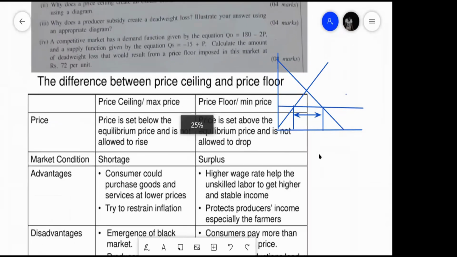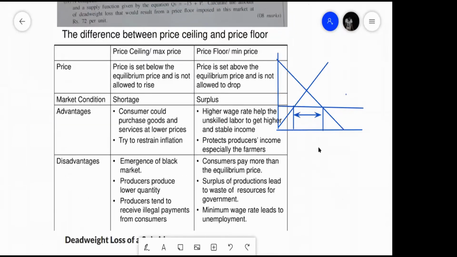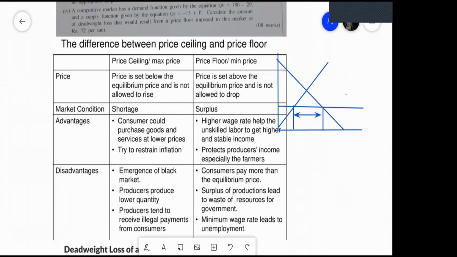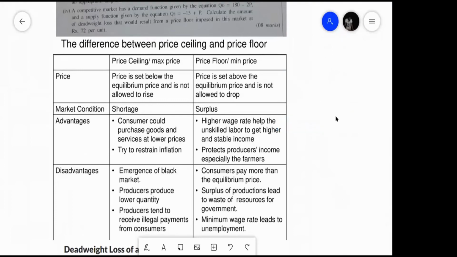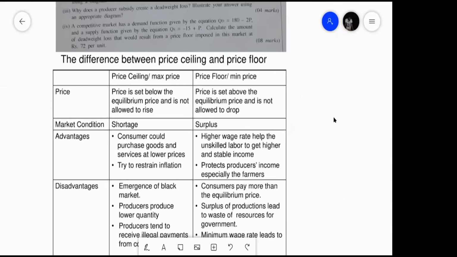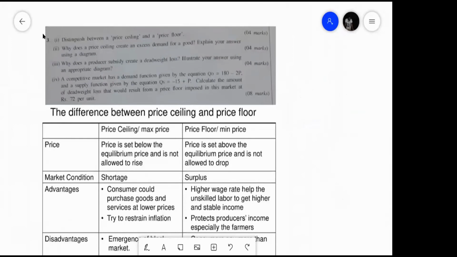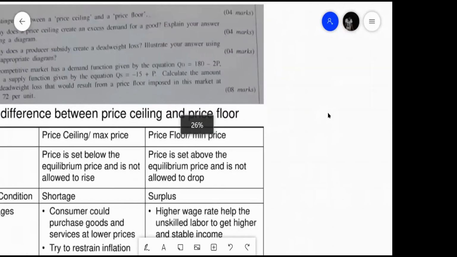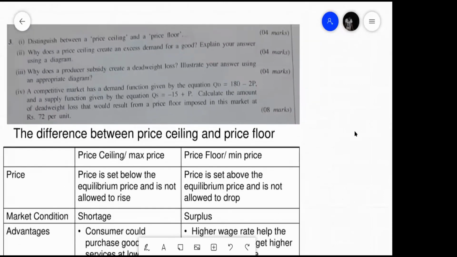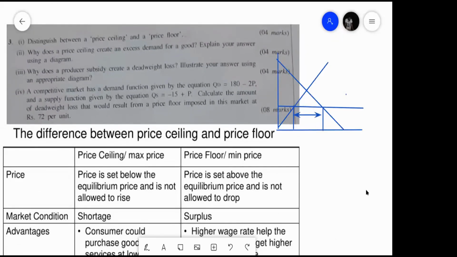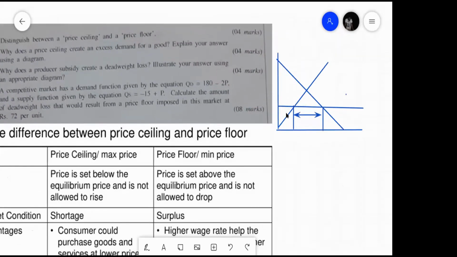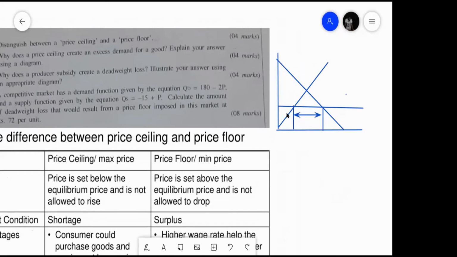Okay, so this is the table. If I'm to repeat it, guys, they're asking you, why does a price ceiling create an excess demand, right? Explain your answer using a diagram. So what do you do? You draw the diagram. You draw a price ceiling diagram, right? You will get 2 marks for this diagram.